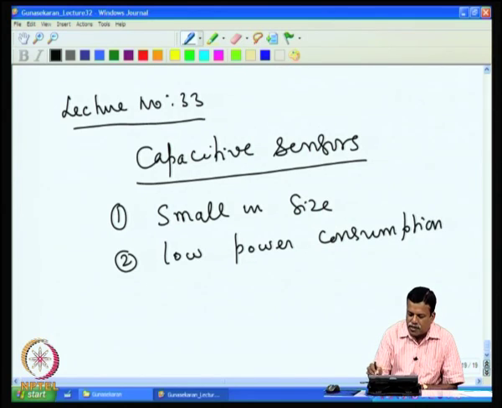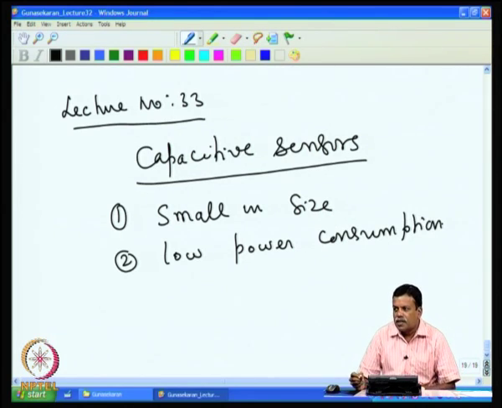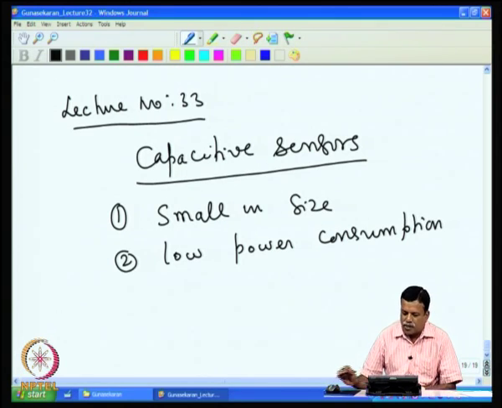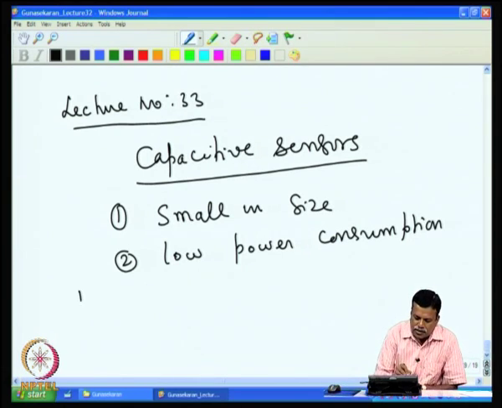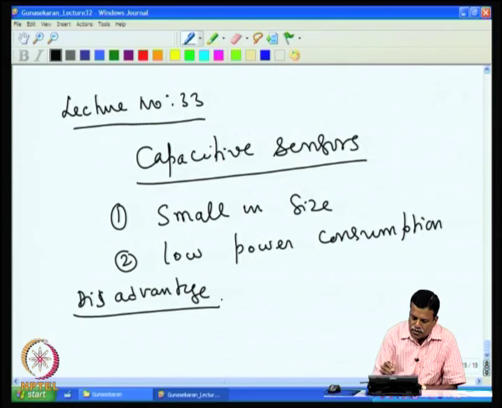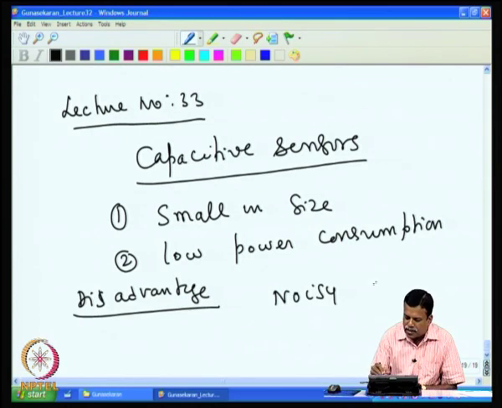Earlier, these capacitive sensors were not popular mainly because signal conditioning is very difficult, and they normally were picking up a lot of noise. So, the disadvantage with the capacitive sensors is that they are mostly noisy, and signal conditioning is difficult.